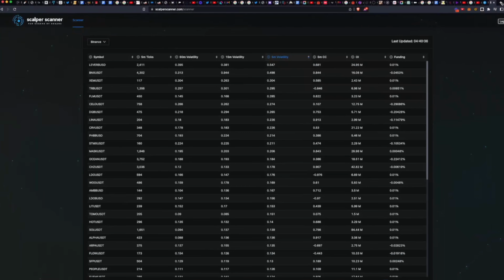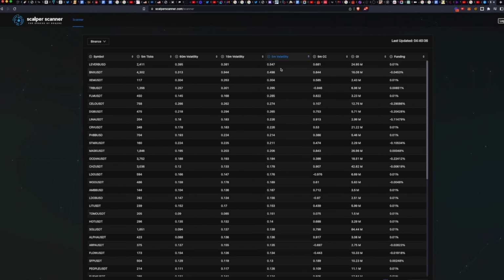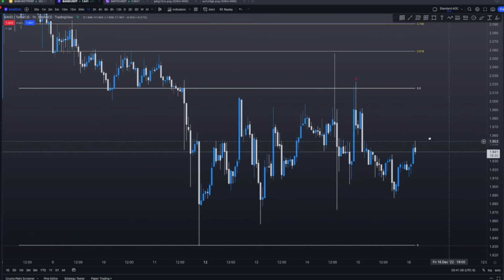Anyways, going back to the trade, I was looking through ScalperScanner during the call with the inner circle. I saw that BAND came to the top of the 5-minute volatility.